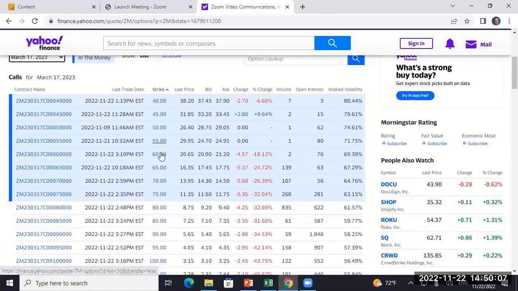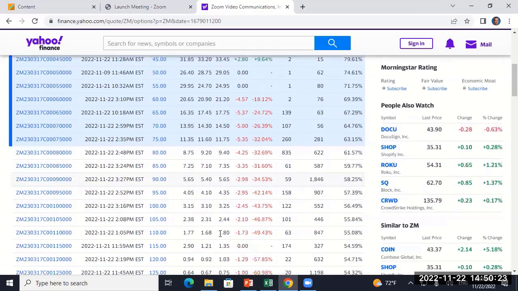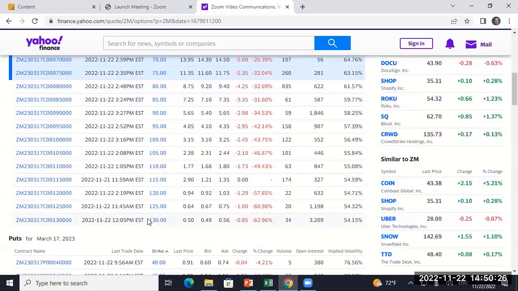Here are the strike prices. You notice as the strike price on the calls falls, these are calls, the option price goes up. So lower strike, higher option price, higher strike, lower option price. So it's trading for $77, but here's an option for $130 and it's going for 56 cents.